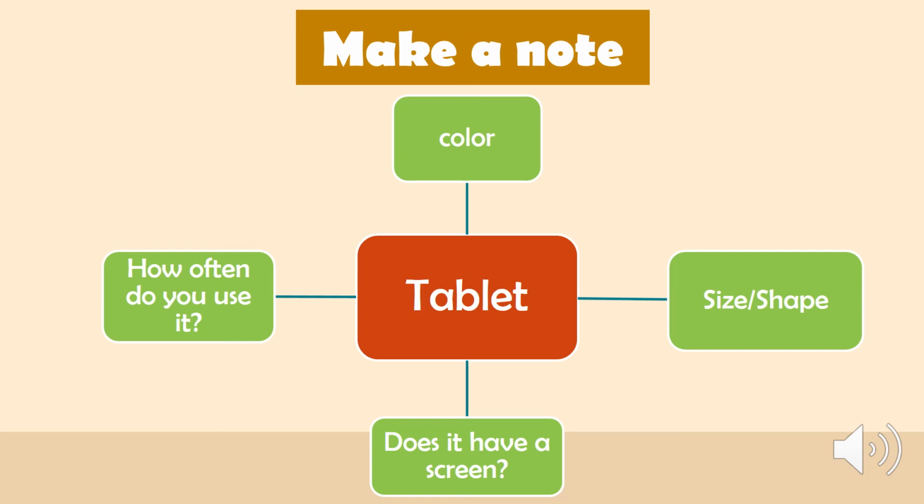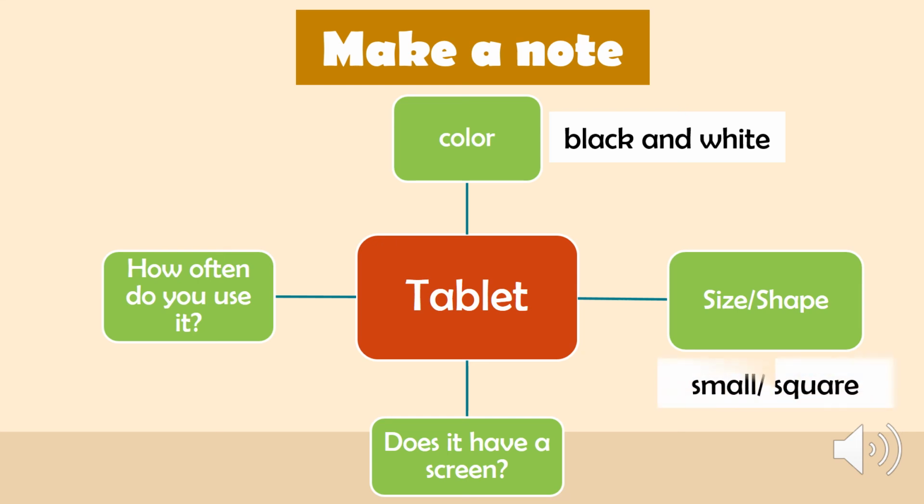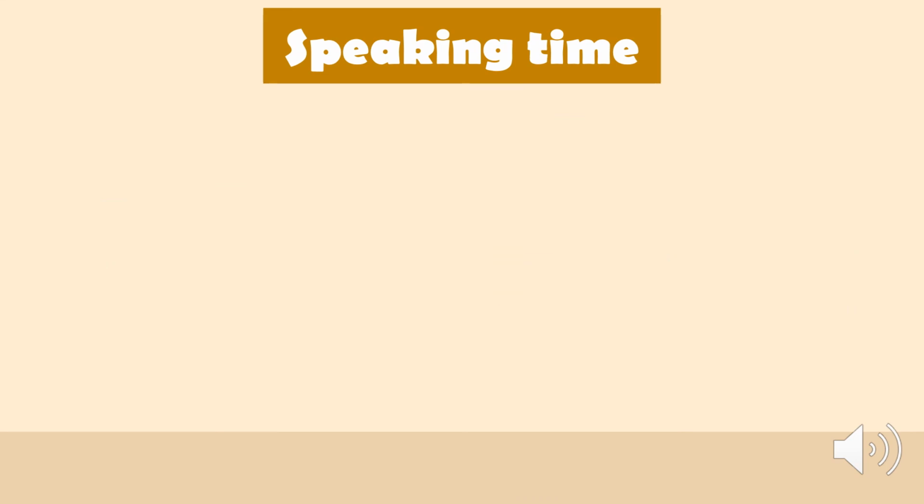Okay, for example, look at here. The gadget that I like is a tablet. And my tablet is black and white. It is small and square. And of course, my tablet has a screen. So I will write yes. Okay, and I don't use the tablet very often, just sometimes. I just use this one 3 times a week because I want to protect my eyes. Okay, so after I finished taking notes, I will do a speech.